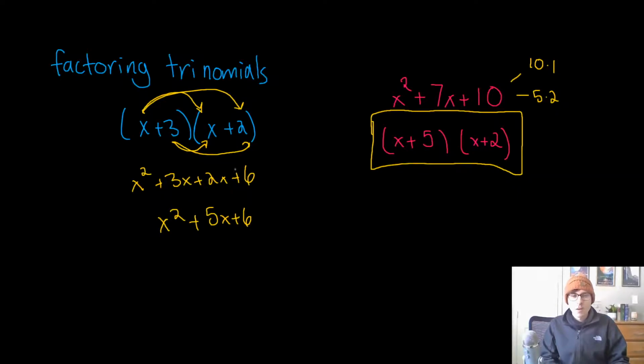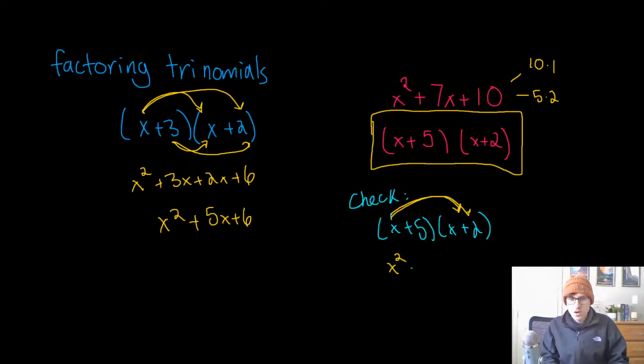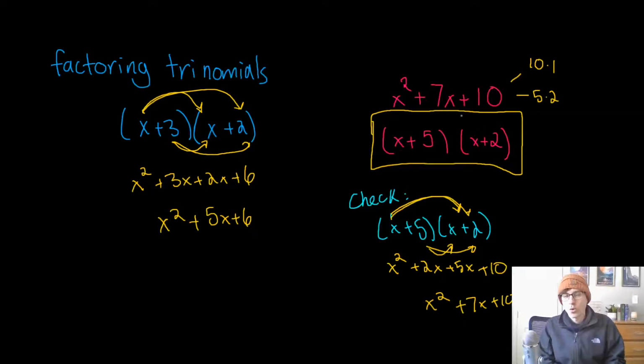Now you could check this by doing what we did over here and multiplying it out. So let's see, maybe we can check in blue. So check. x plus 5 times x plus 2. If you were to distribute, x times x, x times 2, so x squared plus 2x plus 5x plus 10. That's x squared plus 7x plus 10, which is right. That's what we got up here. So it means we factored that out correctly.